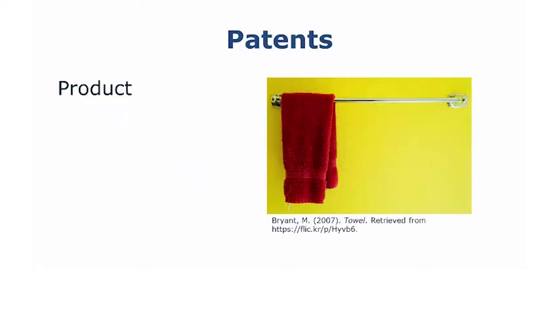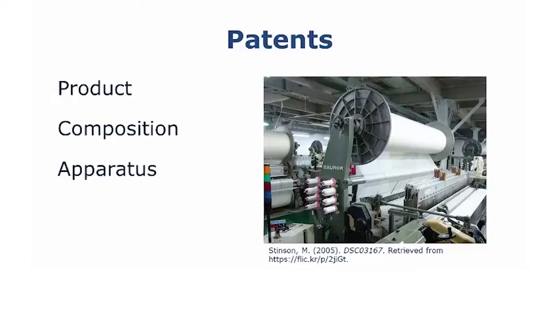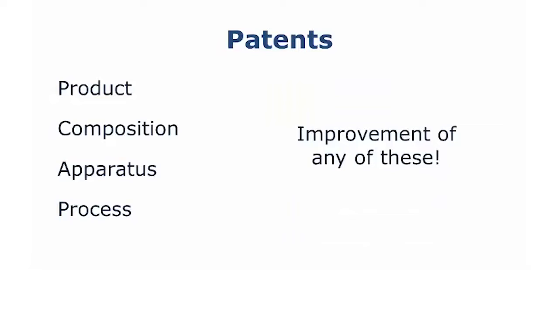The invention can be a product, a towel, a composition, a chemical substance used in fabrics for a towel, an apparatus, a machine for making towels, a process, a method of making towels, or an improvement of any of these.